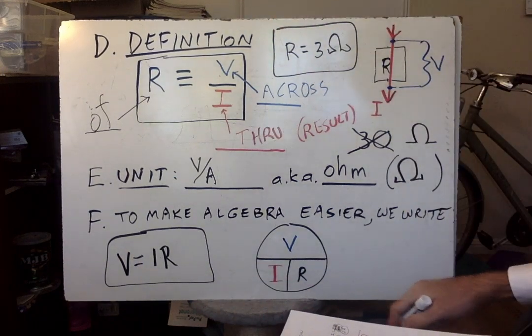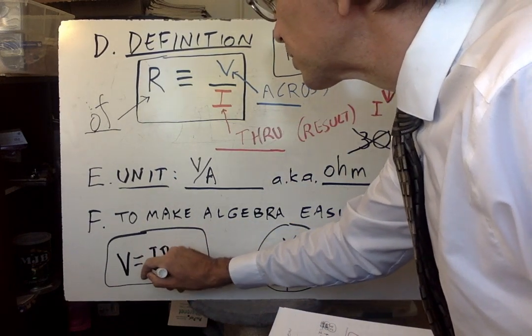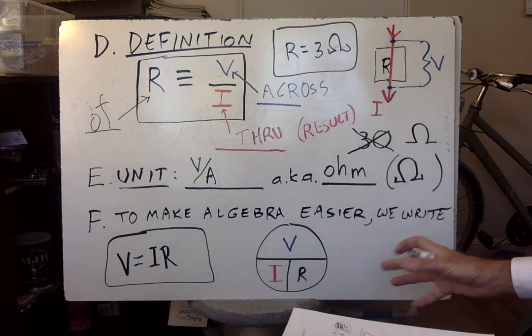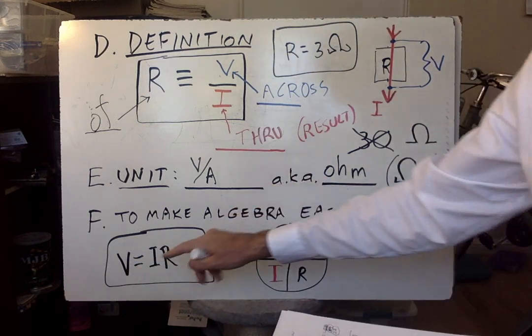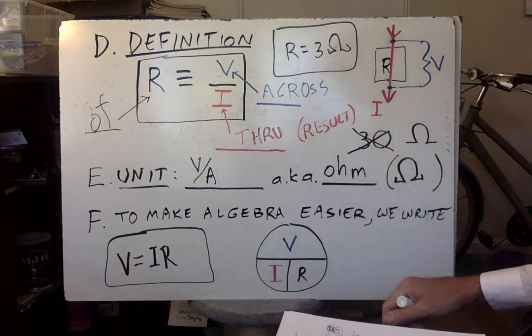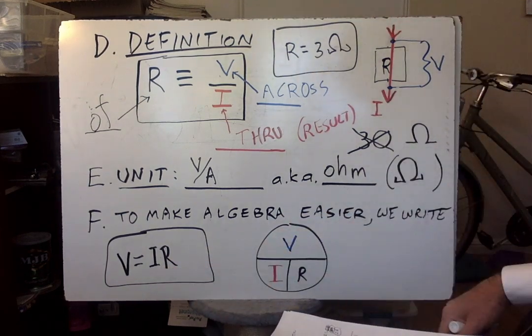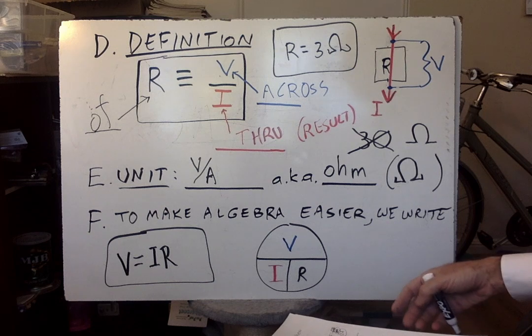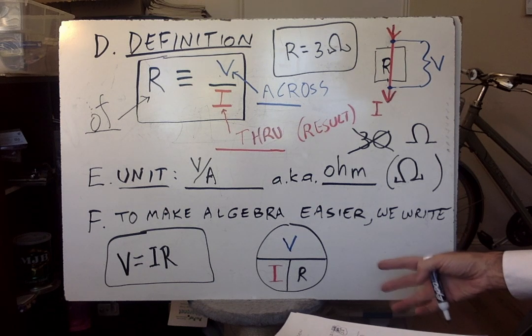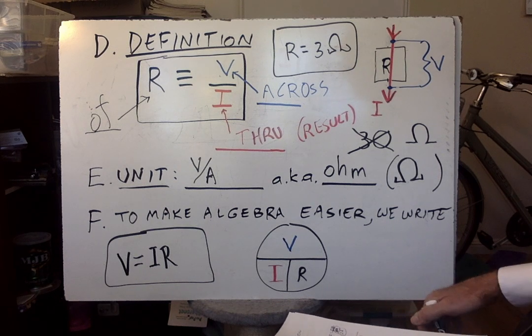V equals IR. And notice there's only 2 lines here. This is not a definition of voltage, so it would be incorrect to write 3 lines and call it a definition. This is the relationship between V, I, and R for things like light bulbs and resistors and conductors, metals, for example, heaters, for example.